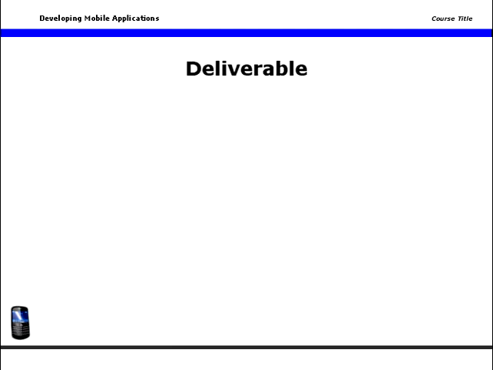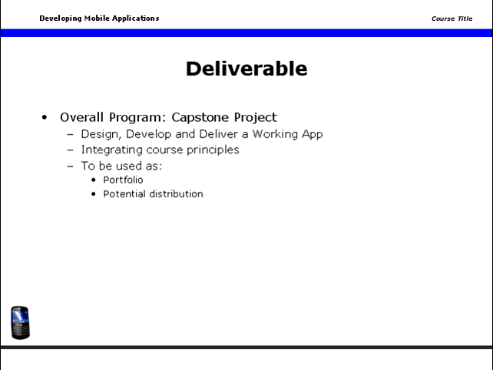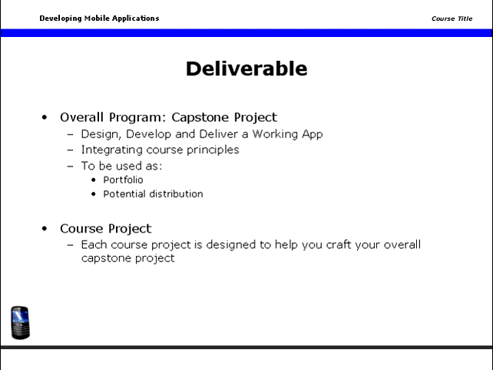So what will you need to deliver to be successful in this course? Well, first, for the overall program, you will create a capstone project in the form of a working mobile application. It will integrate the principles you learn in each course, and it can be used in your developer portfolio or perhaps placed in the marketplace for distribution. For this course, and for each course in the program, you will build a piece of that application. Each course project, beginning with the one for this course, will move you closer to the overall goal, a great capstone app. For this course, you will create a comprehensive plan for your capstone application.